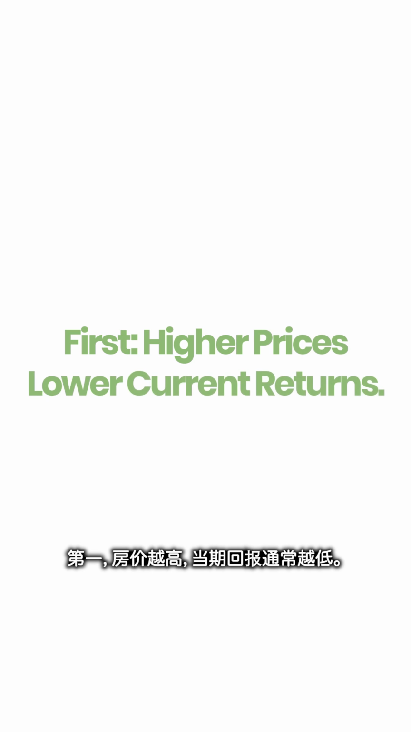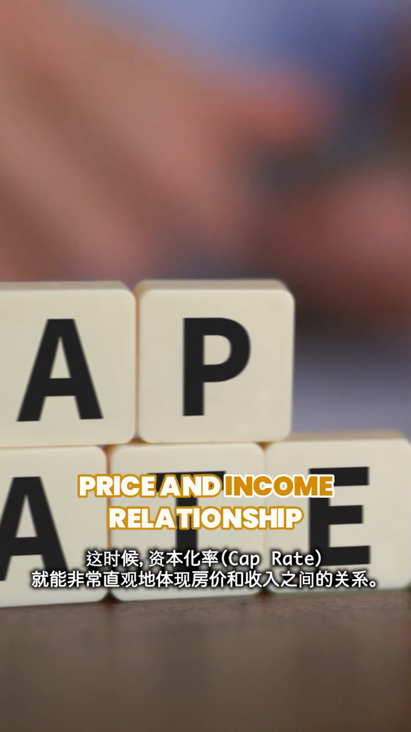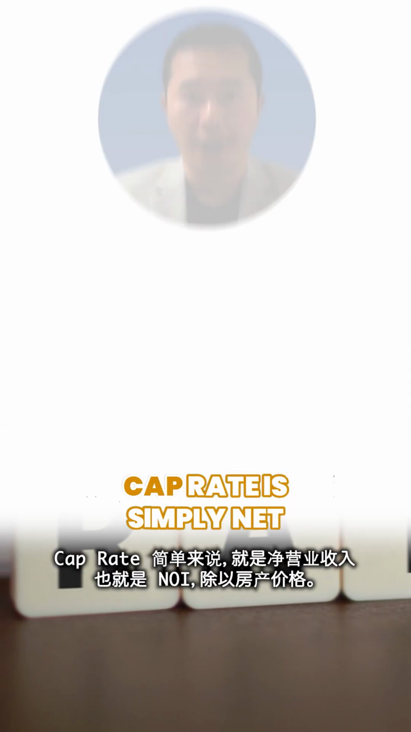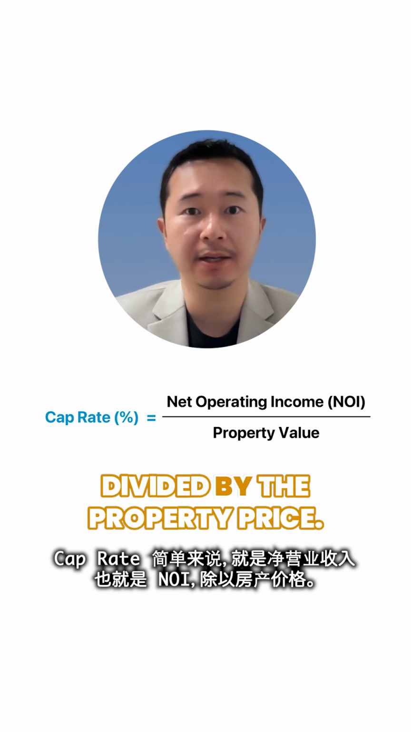First, higher price lowers the current returns. This is where cap rate makes the price and income relationship very clear. Cap rate is simply net operating income (NOI) divided by the property price.